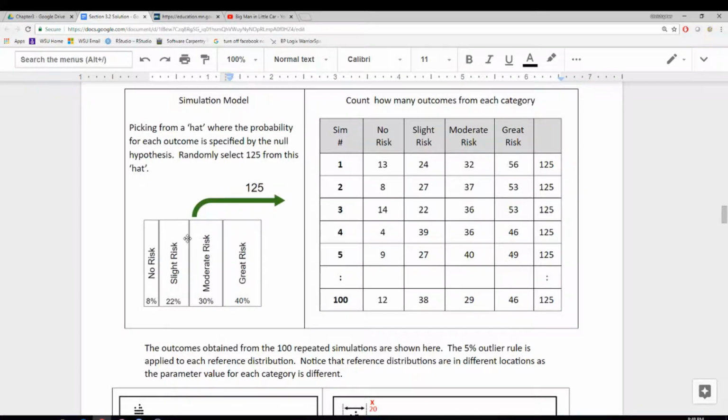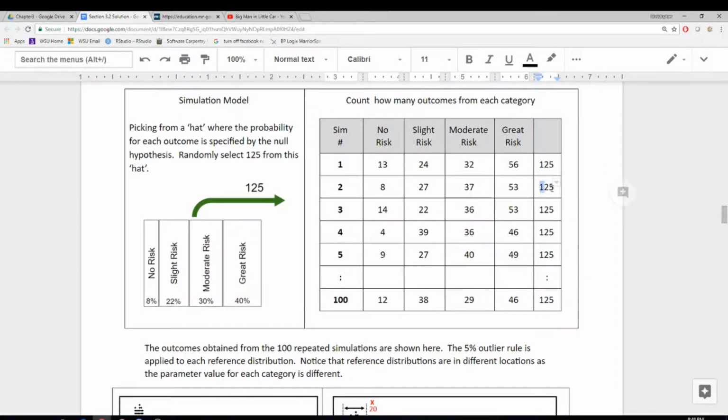So again, I reach in here, I'm going to pull out 125 pieces of paper, and I'm just going to tally up how often I got a no risk, how often I got a slight risk, moderate risk, and great risk. So for this first simulation outcome, it looks like that pattern was 13, 24, 32, and 56. Again, if I add that up, there's going to be a total of 125 there.